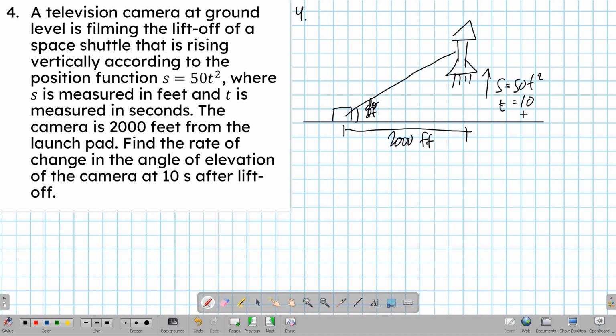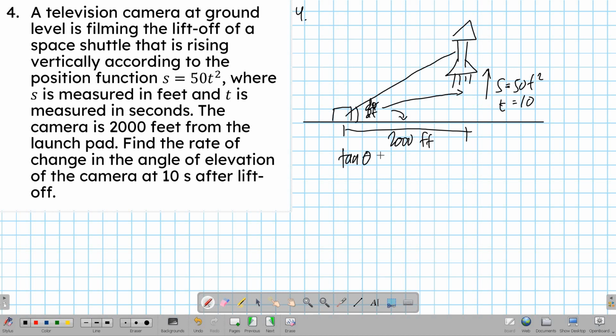So, although it looks like a right triangle, it is important because what we're looking for is the rate of change in the angle of elevation. Since it's an angle and it's a right triangle, we need to deal with trigonometry. The given sides are the opposite and adjacent, which gives us the tangent function.